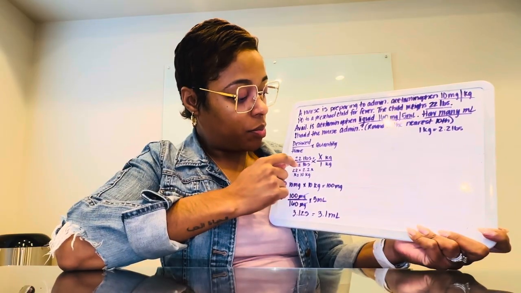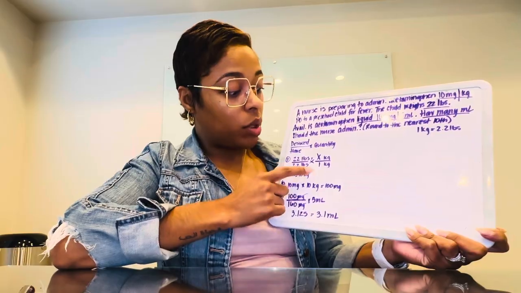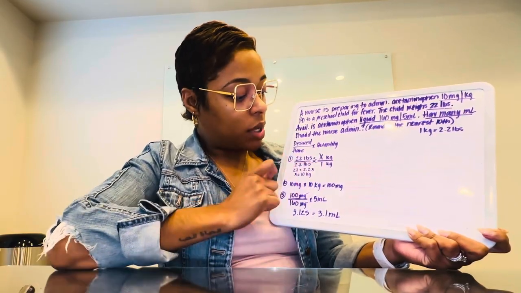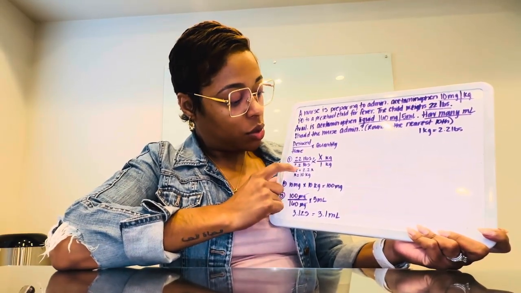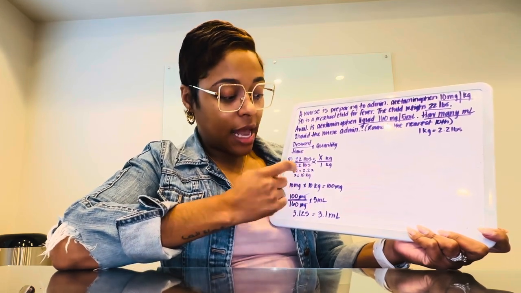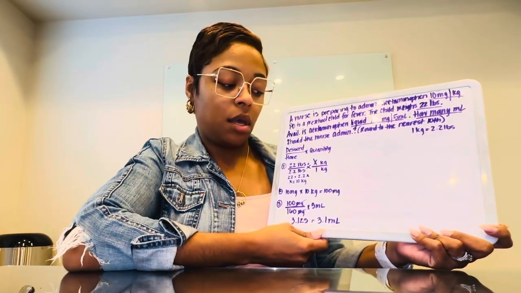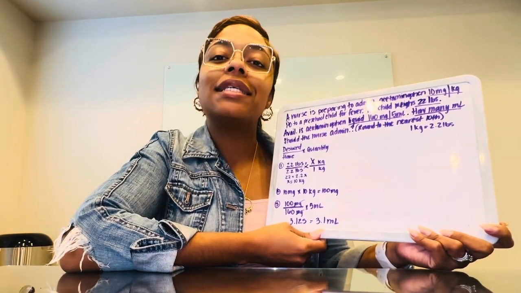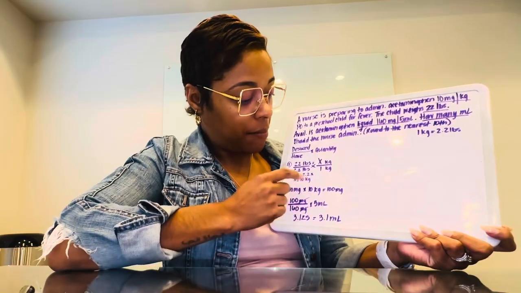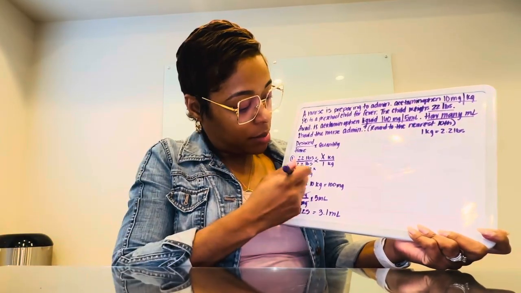X times 2.2 pounds is 2.2x. 22 times 1 is 22. So 22 equals 2.2x. You're going to divide that to solve for x, and my x is going to equal 10 kilograms. So 22 pounds is 10 kilograms. And what you see here, 22 pounds is 10 kilograms.